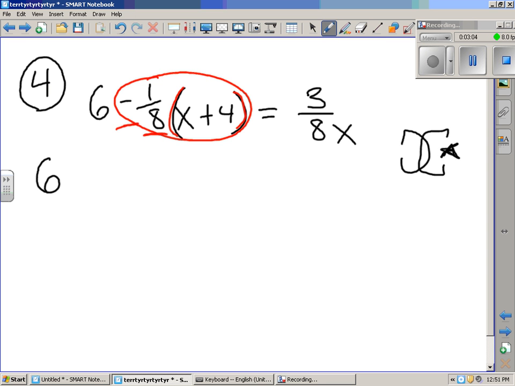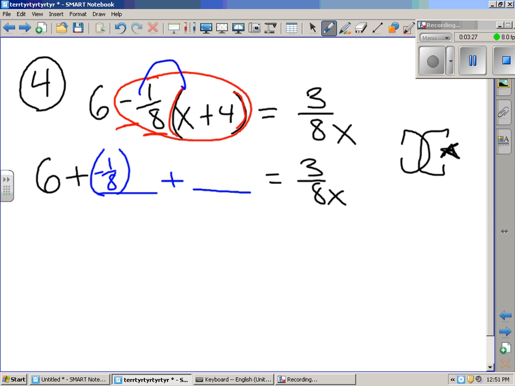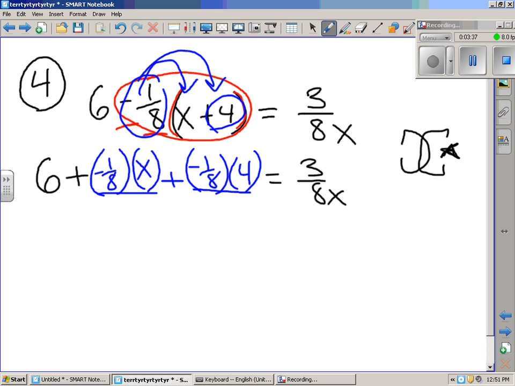So this is 6. An addition sign signifies the start of the distributive property section. And then we go ahead and write out a blank plus a blank, and then that equals the 3/8 x. In the blank, we put negative 1/8, and that's distributed to the x. And then we also take the negative 1/8, and it's distributed or multiplied by the positive 4. And then we simplify from here.